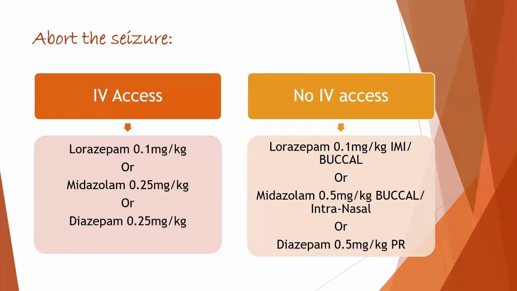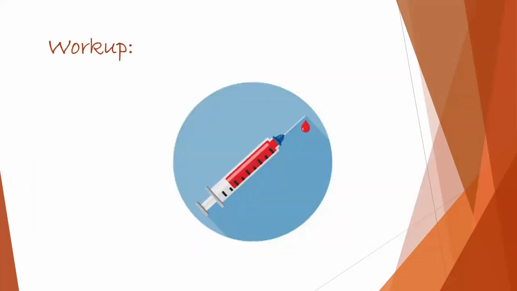Okay, so once you've aborted the seizure and you've stabilized this child, now you must decide, what am I going to do further? What workup is necessary for a child with febrile seizures? Can anyone take a guess? Or let me ask, are routine lab studies indicated for every child with a febrile seizure?